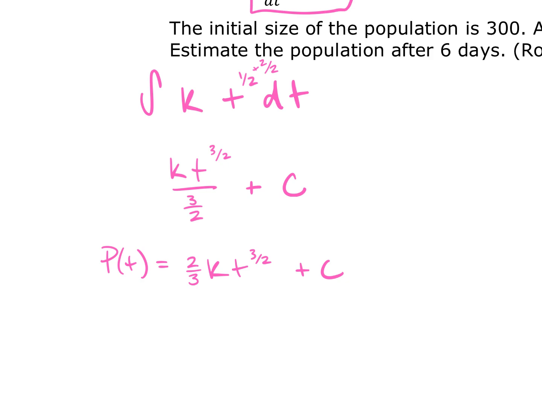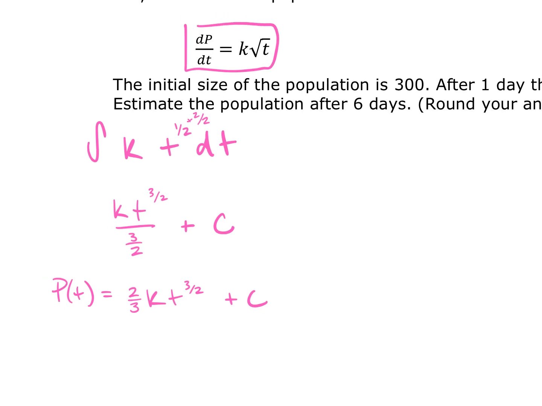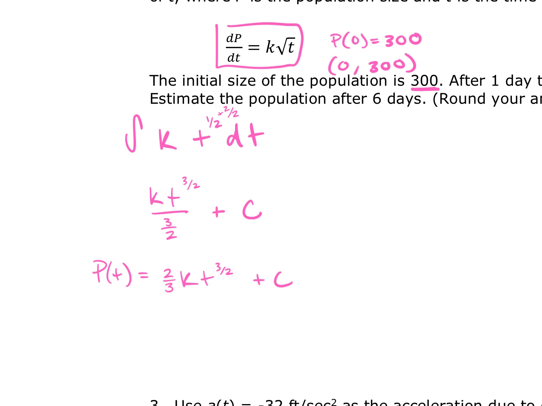So from here, we could solve for c. It says the initial size of the population is 300. So at the beginning, our size of our population is 300. Or we could say p of 0 equals 300. So we're going to plug 0 in for t and 300 in for p of 0. So when I plug this in, p of 0 equals 2/3 k times 0 to the 3/2 plus c, and p of 0 is 300.